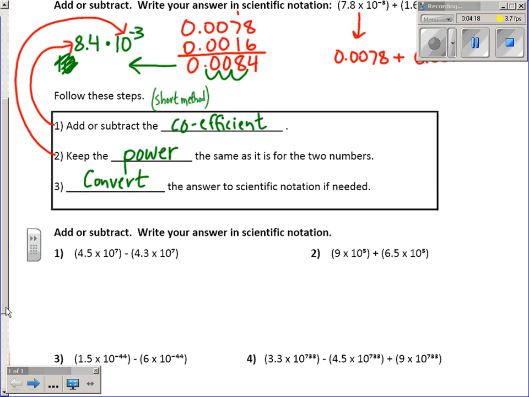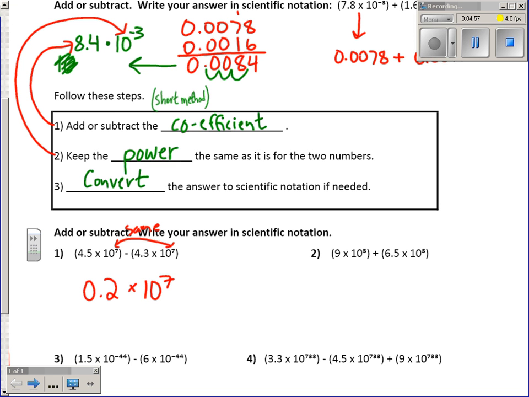Okay, so our first step: we notice this is a subtraction problem. The exponents are the same, so these are the same. Because they're the same, we can do our short method. So step 1, we add or subtract the coefficients, the 4.5 and the 4.3. If we subtract that, we get a positive 0 and 2 tenths. Our second step, we keep the power with the same exponent, so times 10 to the 7th.